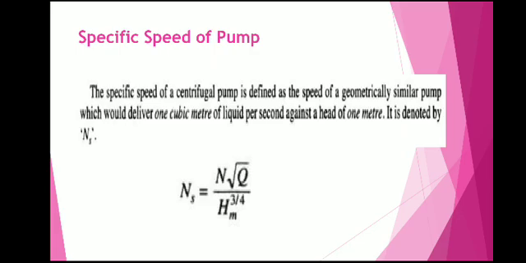Next, specific speed of a pump. The specific speed of a centrifugal pump is defined as the speed of a geometrically similar pump which would deliver 1 cubic meter of liquid per second against a head of 1 meter. It is denoted by Ns, where Ns equals N root Q divided by H power 3 by 4.